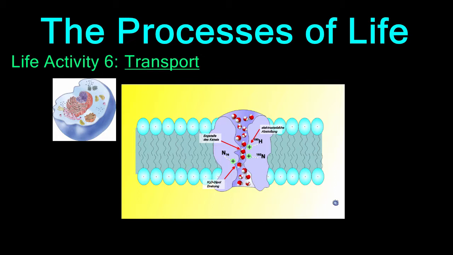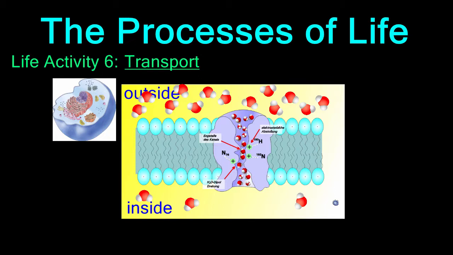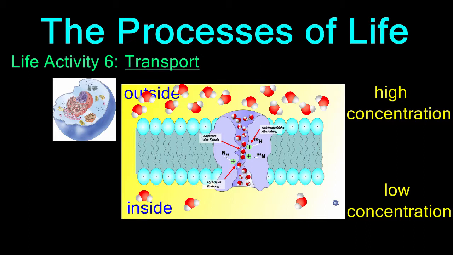Let's say that the top side of this picture represents the outside of the cell, and the bottom side represents the inside of the cell. These red and white molecules are water molecules. You can see that there is a higher concentration of water molecules on the outside of the cell and a lower concentration of water molecules on the inside of the cell. All molecules want to move from an area of high concentration to an area of low concentration. So in this case, the water would want to flow into the cell.